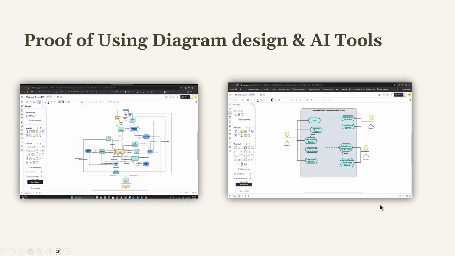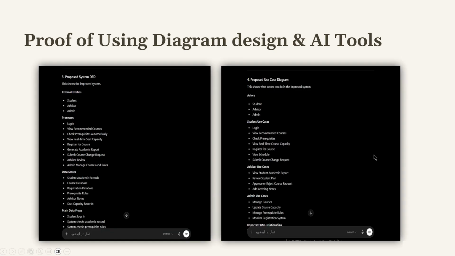Moving on to the next slide. This is our proof that we used Lucidchart for making the data flow diagram and use case diagram for the current and proposed diagrams. The next slide shows that we used ChatGPT to identify the processes for our proposed diagrams.